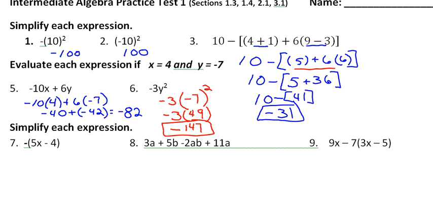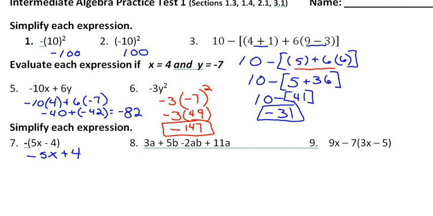Okay, now, down to number 7. Go back to my blue. Simplify each expression. Here, all we have is a negative out front of the parentheses. So that means we have to distribute the negative, or make everything the opposite. So the opposite of 5x is negative 5x. The opposite of minus 4 is plus 4.